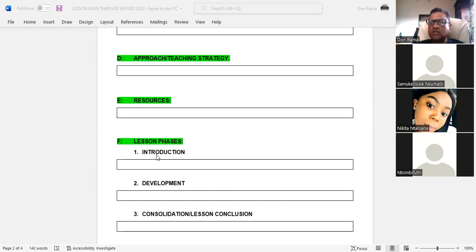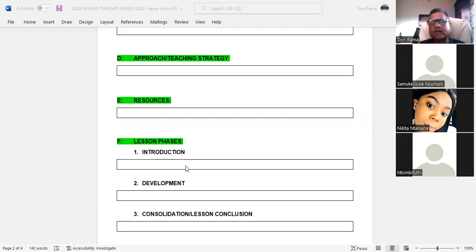Like if I'm going to do the circular flow of money, I will introduce it by calling learners out to the front and labeling each learner like the consumer, the government, the producer, and show how money circulates among the main components of the economy. So you got to introduce the topic first before you start discussing it in detail, right? So introduction, you have to write in detail how you're going to introduce the topic.